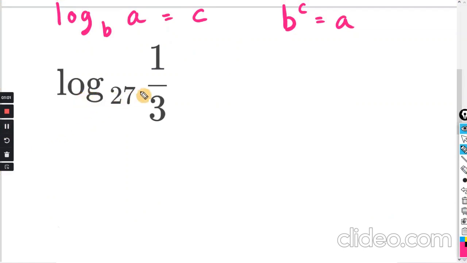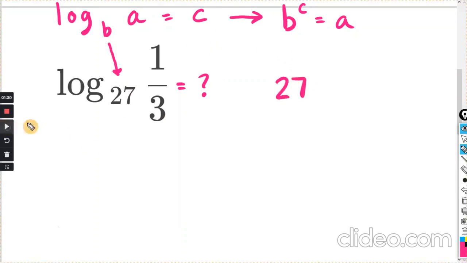So here we have this in logarithmic form, okay? It's in this form right here, and we want to translate it to that form, exponential form. All right, so they're asking us basically what this equals. So B, the base, is 27, so B is going to be 27. C, the exponent. The exponent is what we're looking to solve for. So that's going to be C right there. And A is the argument. That is the 1/3.